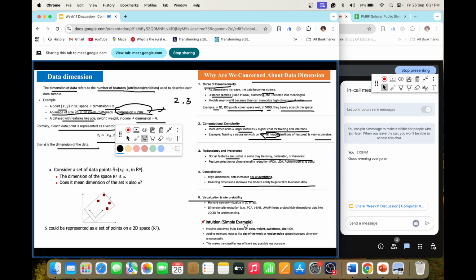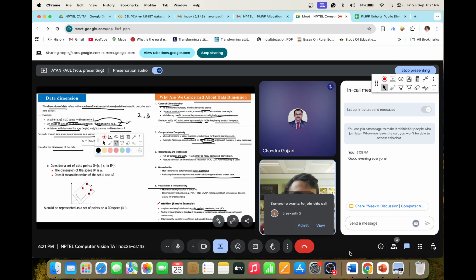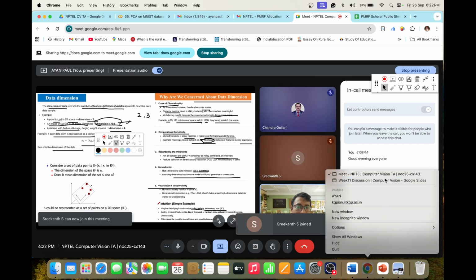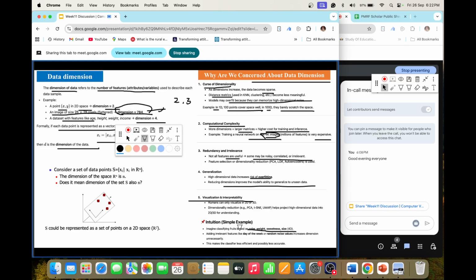Imagine we classify fruit based on color, weight, sweetness, size, etc. That is 4D, 4 dimensions, because with color, weight, sweetness and size we are classifying it in 4 dimensions. So adding irrelevant features like the day of the week or random noise increases the dimension unnecessarily. This makes the classifier less efficient and less accurate. That is why we do not require more dimensions.